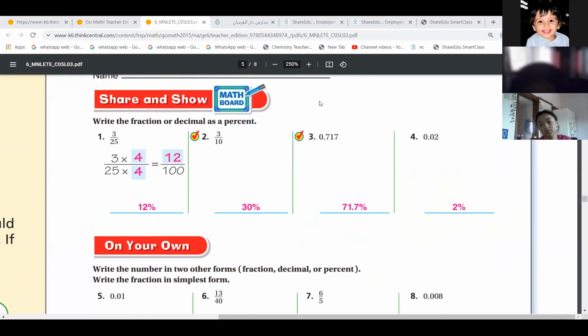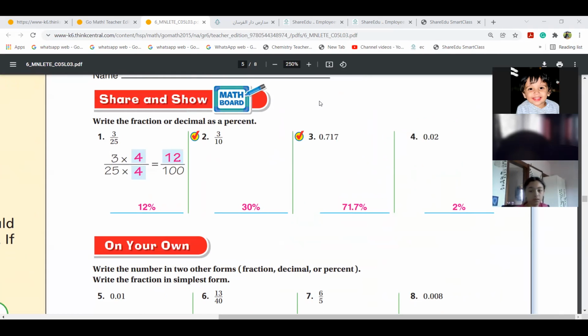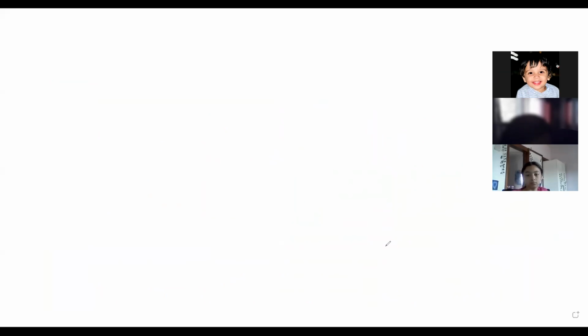What was the first thing I said yesterday? That if a fraction is given to you like this, what do you do to make it a percentage? You need to make the denominator 100.